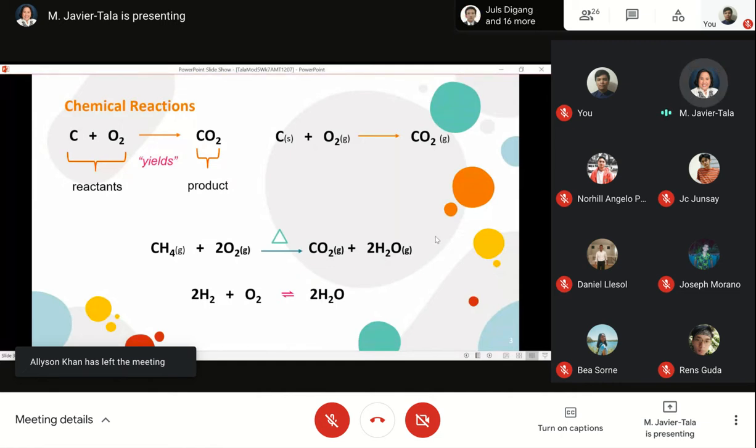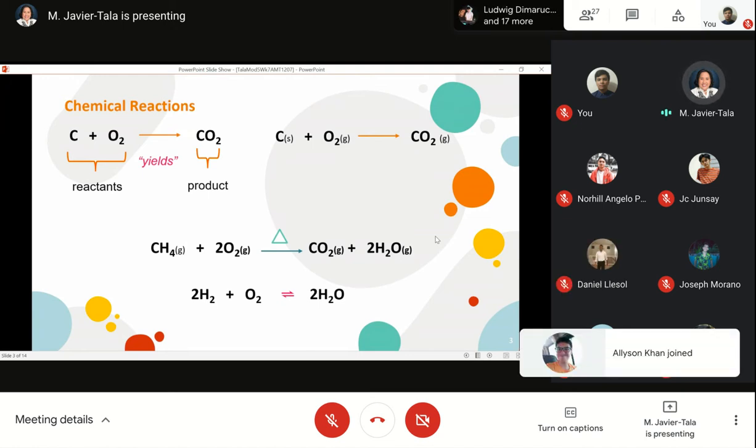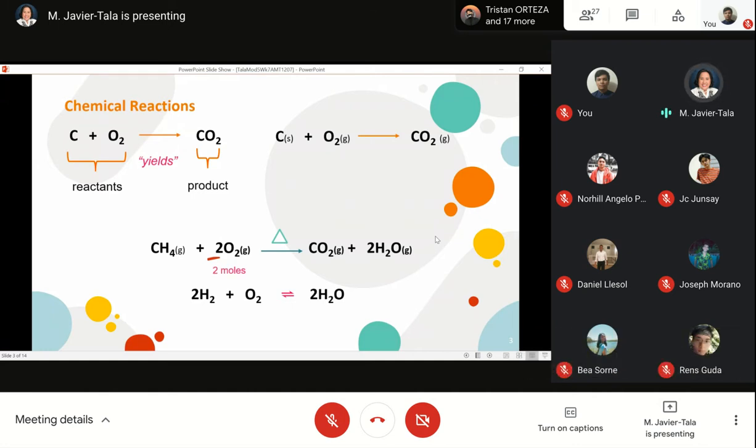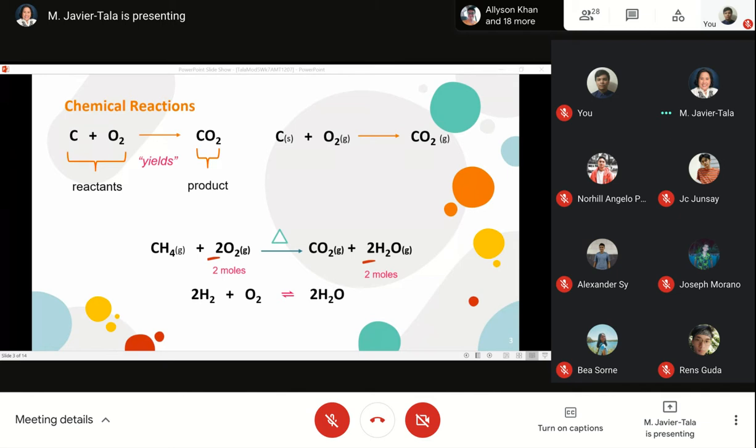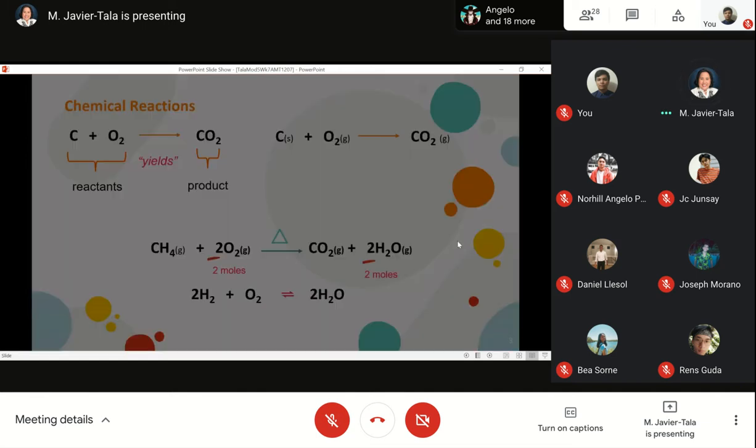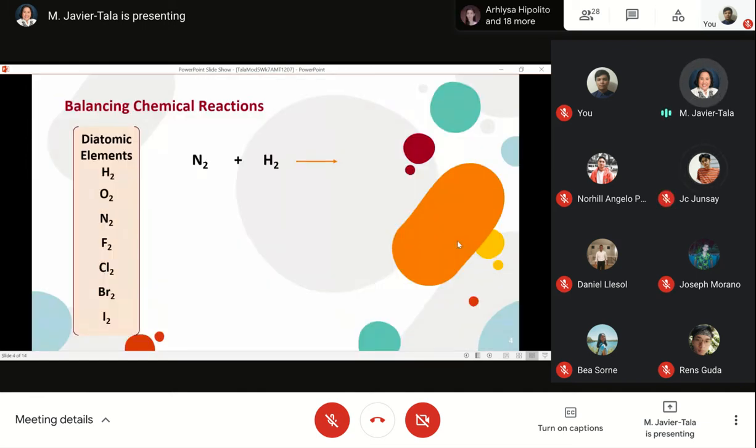Okay. So we try to balance these chemical reactions, class. The numerical coefficients that you can see are read as 2 moles, as you can see in this reaction. Okay. So we first do your balancing of chemical reactions.